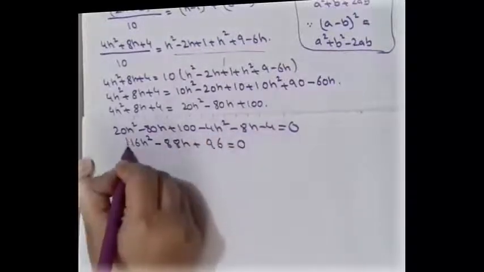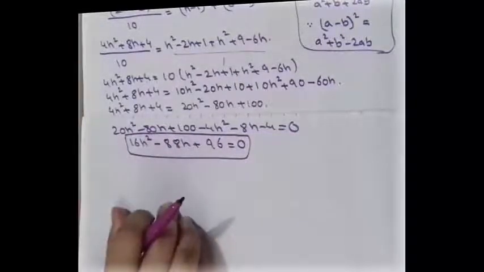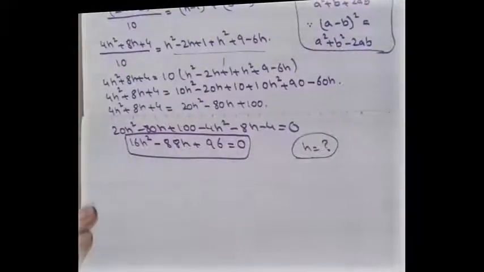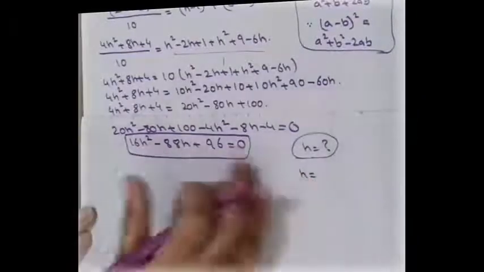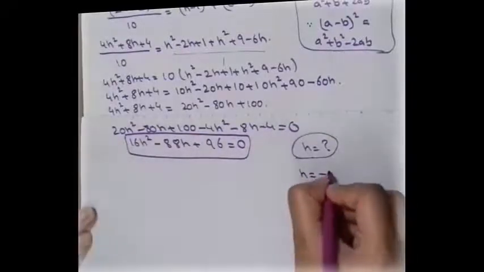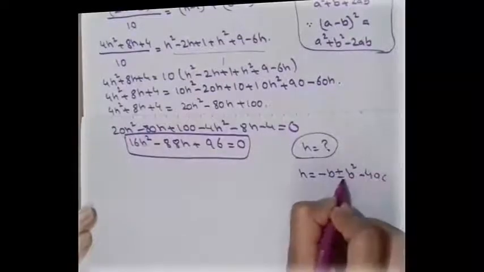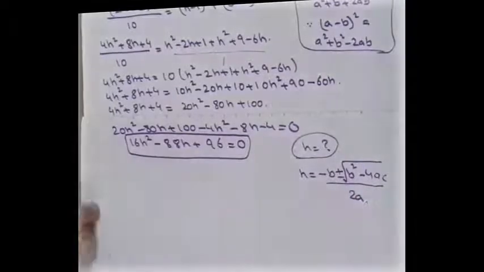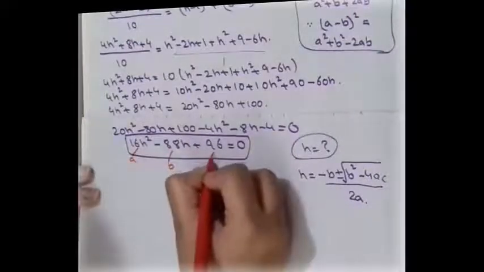Here we find a quadratic equation, and to solve this we have to find the value of h, and I will use the quadratic formula method. What is the quadratic formula method? It says that if we have to find the value of h in terms of this equation, it will be minus b plus or minus the square root of b squared minus 4ac, divided by 2a. So the question is, what are a, b and c? Basically this is a, this factor is b, and this factor is c.